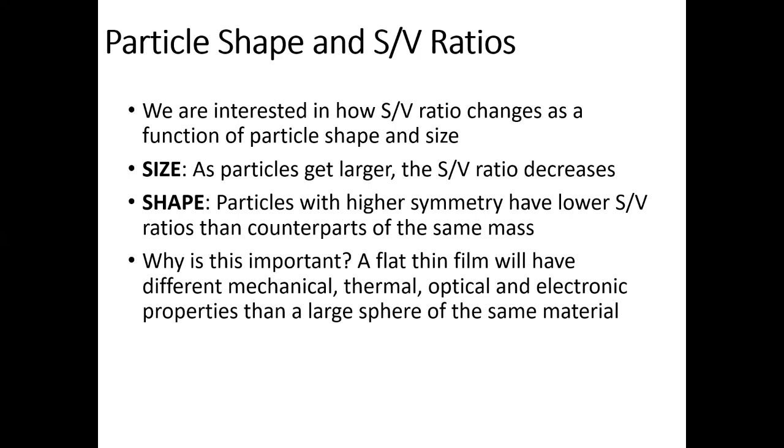Shape. Particles with higher symmetry have lower surface to volume ratios. So the sphere has the lowest surface to volume. It can't do better than that. Okay. Then other counterparts of the same mass. We're always comparing the same volumes, same mass. Why is this important? A flat thin film will have different mechanical, thermal, optical, and electronic properties than a large sphere of the same material. So we're going to look at, for example, a sphere and then making it into a pancake, making it into an ellipsoid. All of these things have different properties because of their shape and size.